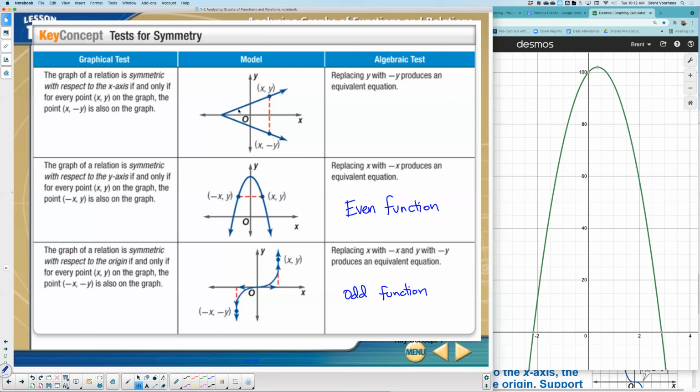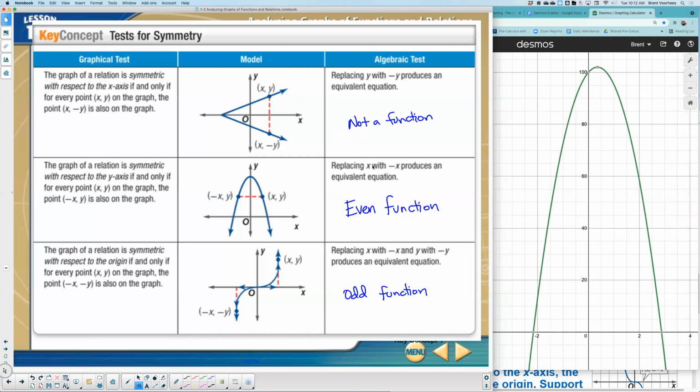Who caught that? That was a trick question. Who said that? Very good. It is not a function. Why is this not a function? Because it doesn't pass the vertical line test. Very good. That's not a function. All right, so let's talk about symmetry.